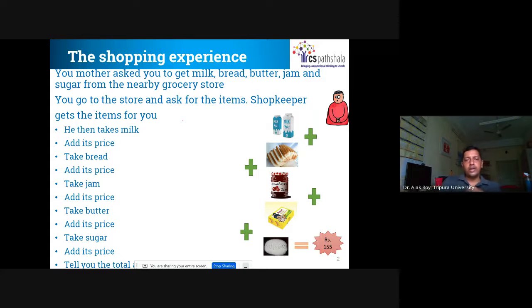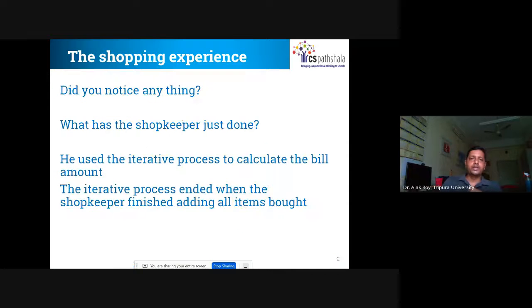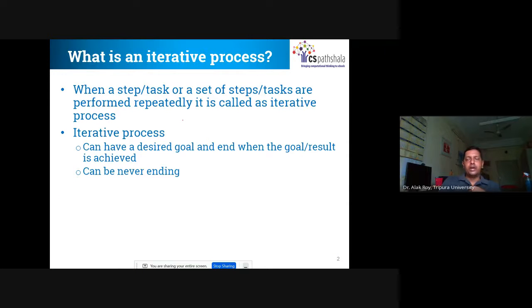So there can be different examples, more examples like a shopping experience, and maybe other examples you can collect from the internet. You can use them to teach your students what the iterative process is, how it can continue, or how it can be stopped in the middle depending upon some condition.